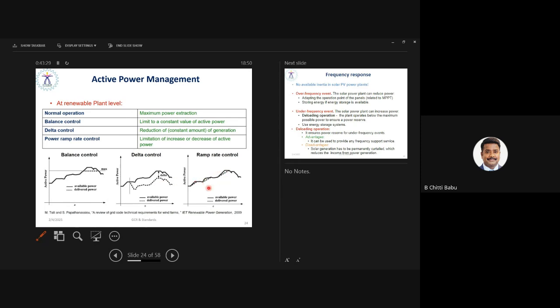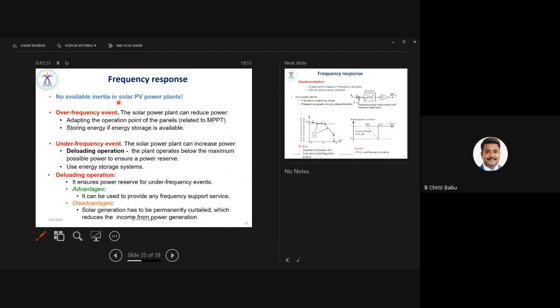This is the ramp control, where whenever there is a sudden change in the active power, the delivered power exactly follows the reference trajectory of the available power. This control is very essential to maintain grid stability, whenever there is an abrupt change in active power because of changes in the load demand. Sometimes the frequency response is quite difficult in a solar power plant because there is no available inertia, so we invariably use energy storage devices.